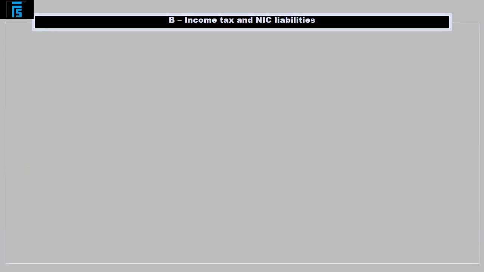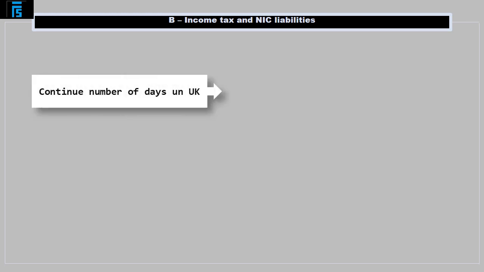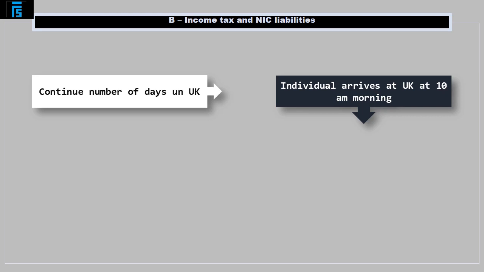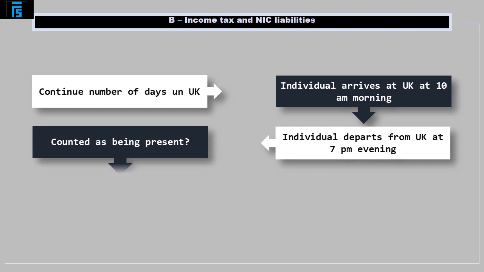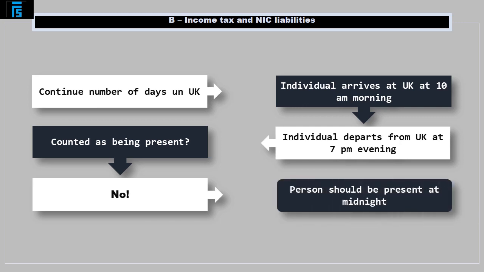Throughout this session we have been talking about counting number of days physically spent in the UK. However, we need to consider this a little bit further. What about if an individual flies into the UK at 10 in the morning and then flies out again at 7 in the evening? Is that a day that we count as being physically present in the UK? Well, no. The tax legislation tells us to count only those days when a person is present in the UK at midnight as being a day spent in the UK.